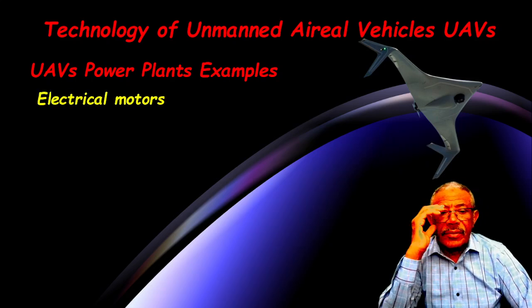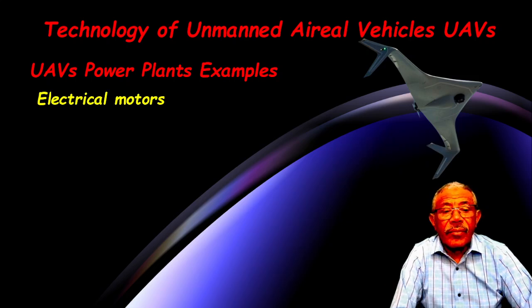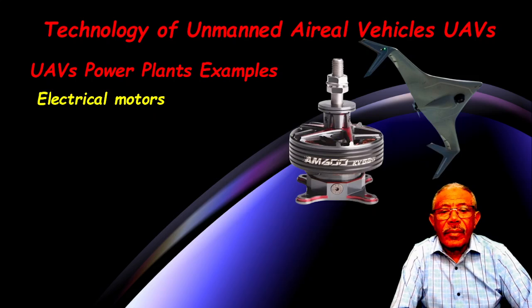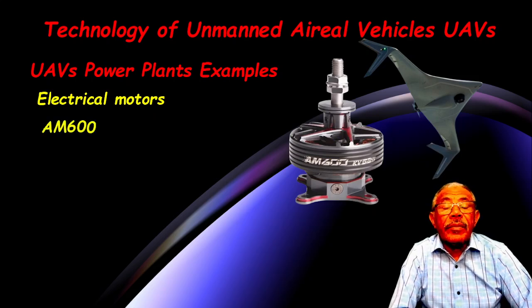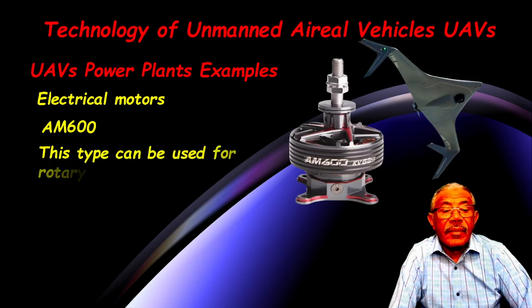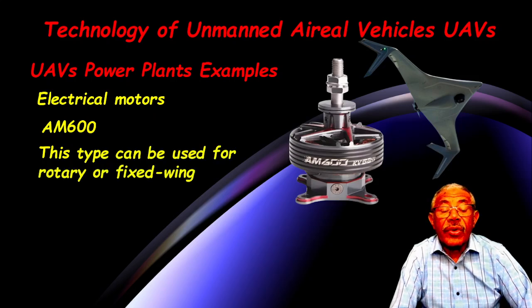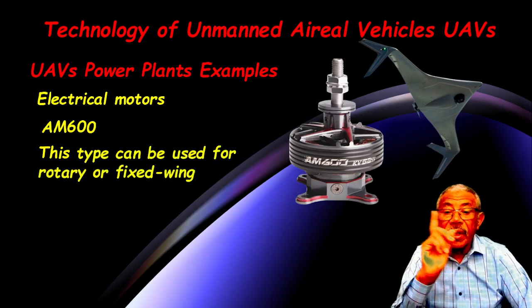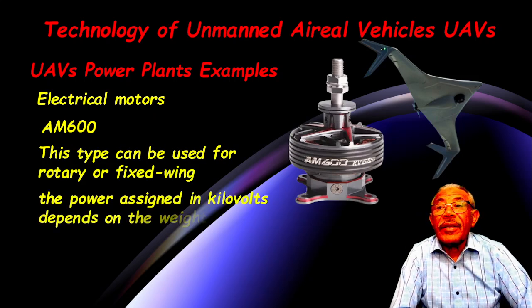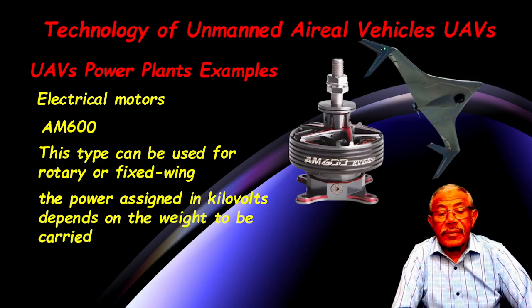Electrical motors. AM 6600. This type can be used for fixed wing and rotary wing. The power, assigned in kilowatts, depends on the weight to be carried.